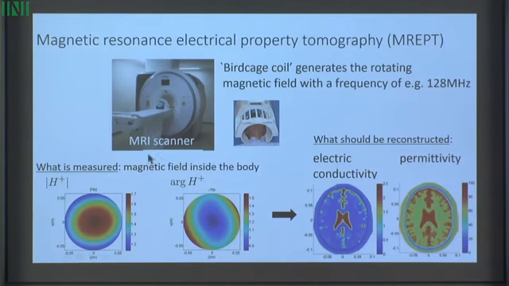What is measured by this MRI scanner is the magnetic field distribution. So the 3D distribution of the magnetic field can be measured. It is a complex quantity, so amplitude as well as phase can be measured. Then what should be reconstructed is the electric conductivity and permittivity. So this is our problem.